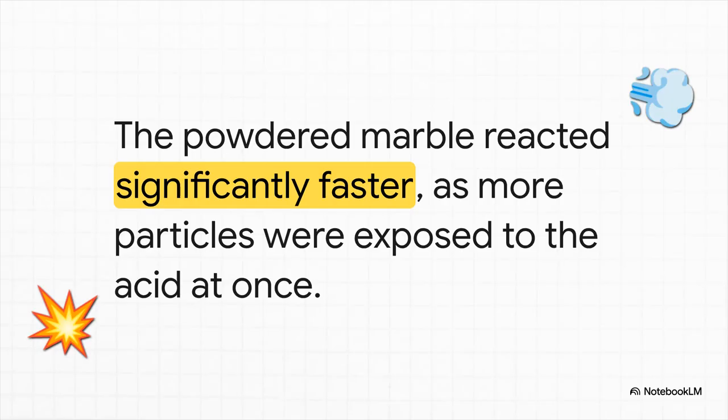1,000! And just as you'd guess, the powder goes crazy. It fizzes up like mad and disappears super fast. Meanwhile, the chips just kind of sit there and bubble slowly. See, a reaction can only happen at the surface, where the 2 chemicals can actually touch. More surface area means way more places for the action to happen all at once.